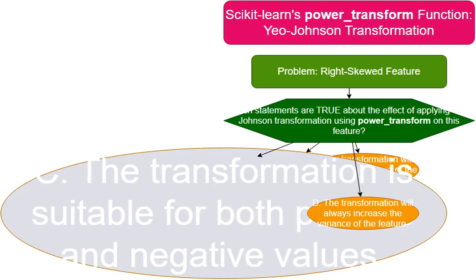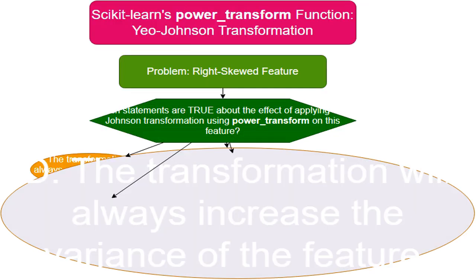This statement asserts that Yo-Johnson handles both positive and negative data values. This is a key advantage over other transformations, like the Box-Cox method, which requires strictly positive data. So it's correct. This claim suggests that the variance of the data will always increase after transformation. However, this is not always true. The impact on variance isn't consistent. It could increase, decrease, or stay roughly the same. That depends on the nature of the data.